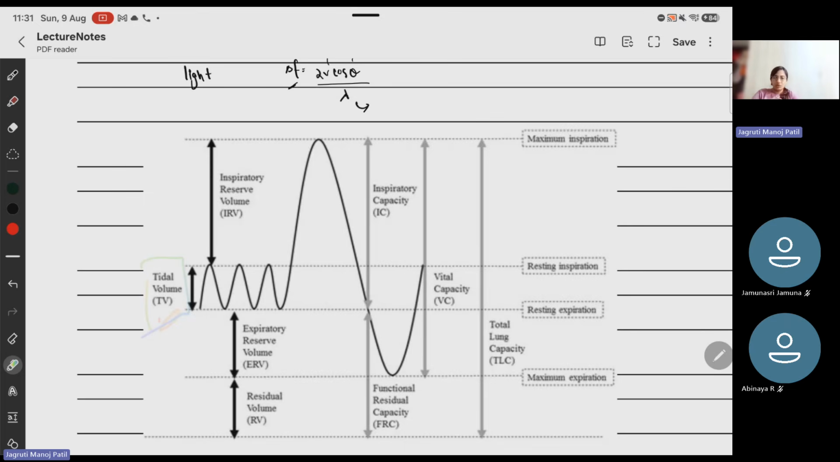Tidal volume tells you the amount of air that's being inhaled or exhaled during normal breathing. This is the point where you are in normal breathing, resting in inspiring, resting in expiring. That's what we are doing right now. I'm talking with you, I am inspiring and expiring.